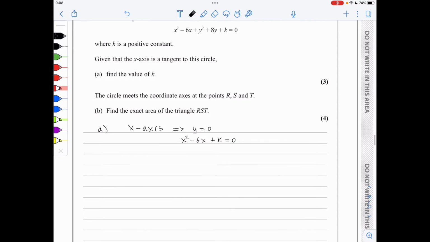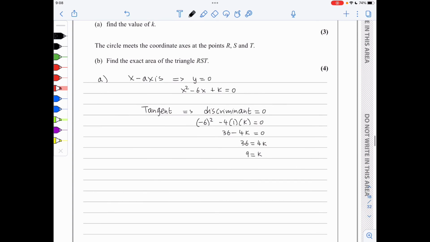And for this to be a tangent, it means that the discriminant must be 0. So the discriminant of this quadratic is simply b squared minus 4ac, so minus 6 squared minus 4 times 1 times k is 0. So 36 minus 4k is 0. 36 is 4k, and therefore k is 9. We found the value of k.